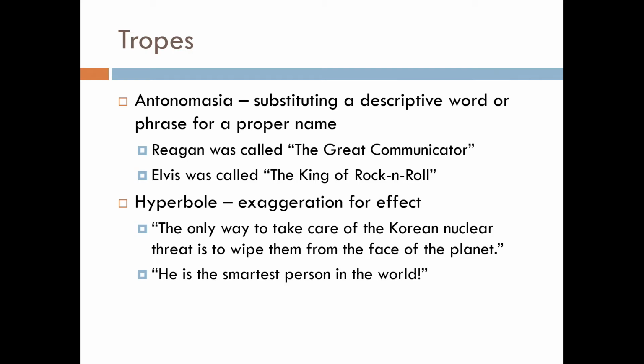Hyperbole, that's another kind of trope, is an exaggeration for effect. For example, the only way to take care of the Korean nuclear threat is to wipe them from the face of the planet. Now, when people say this, I hope they don't really mean that, right? They're using hyperbole. Basically what they're saying is we've got to be aggressive towards our enemy. We've got to be assertive, right? They're not really meaning let's take a nuclear bomb and completely wipe them from the face of the earth. I'm sure there are people that think that, but most people who say something like that just mean we need to be harsh towards them.